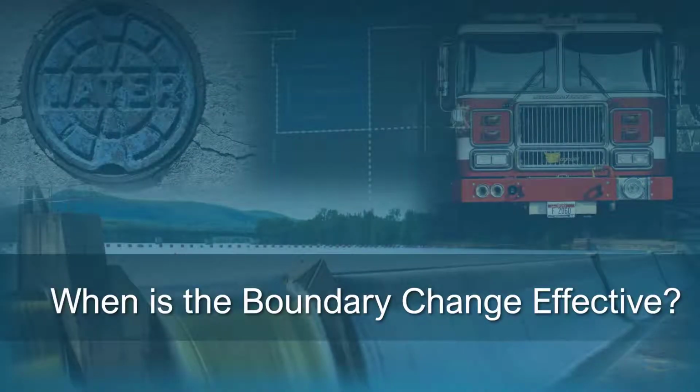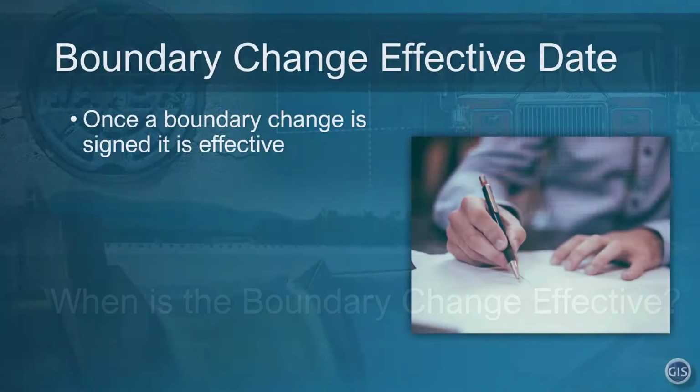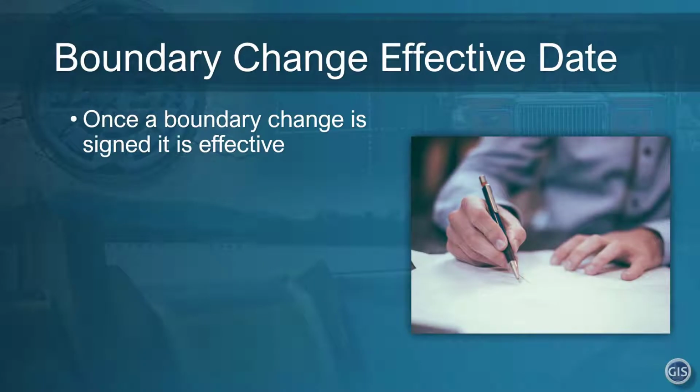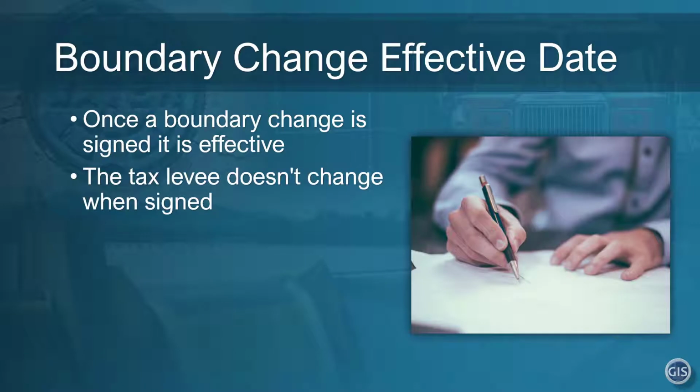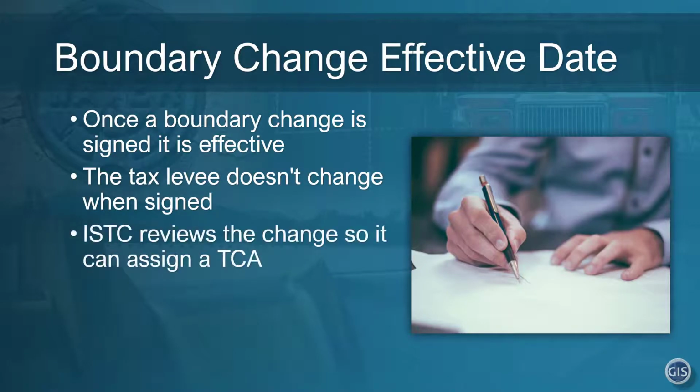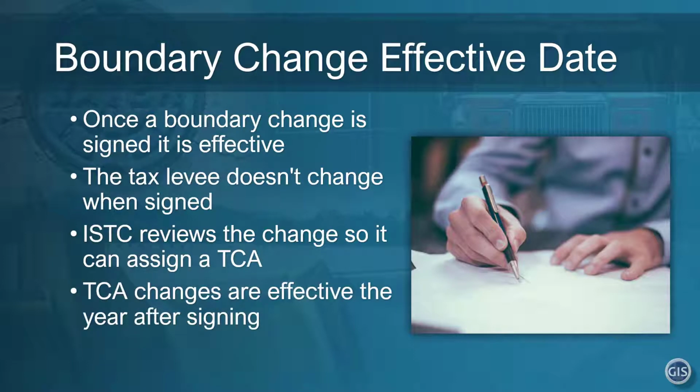When is the boundary change effective? Once a boundary change is signed, it is effective. However, the tax levy does not change when it is signed. The Idaho State Tax Commission must review the change documents so it can correctly assign a tax code area. Tax code area changes are effective the year after signing.